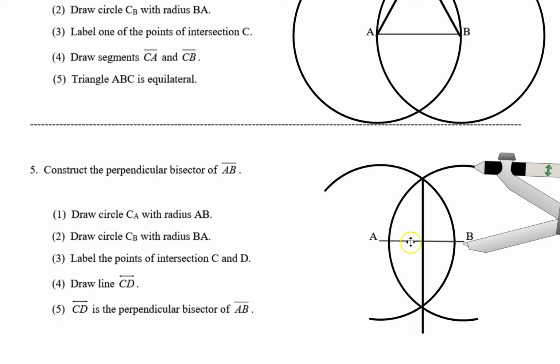There's my perpendicular bisector that I just constructed. It is not only splitting segment AB into two congruent segments by intersecting at the midpoint, it's also meeting the line at 90 degrees. So if we call this CD, segment CD is the perpendicular bisector of AB.